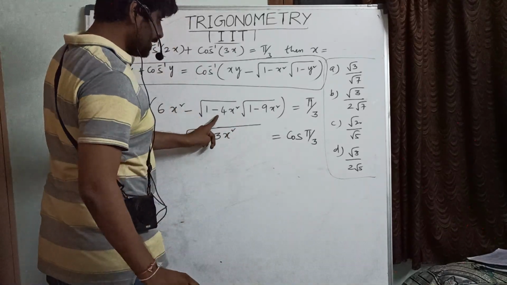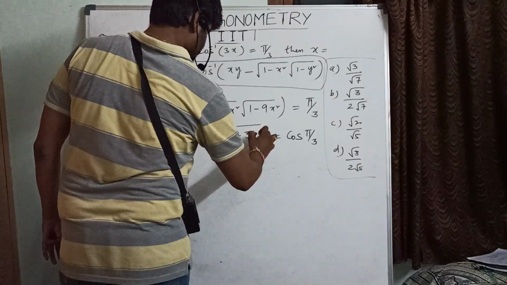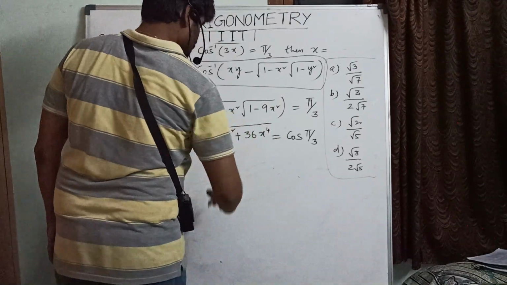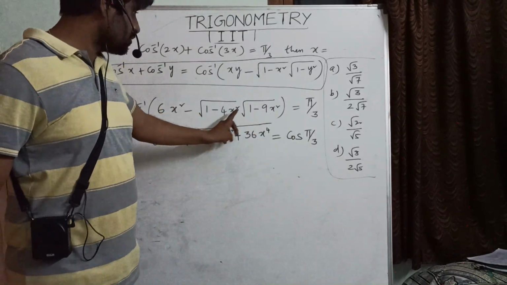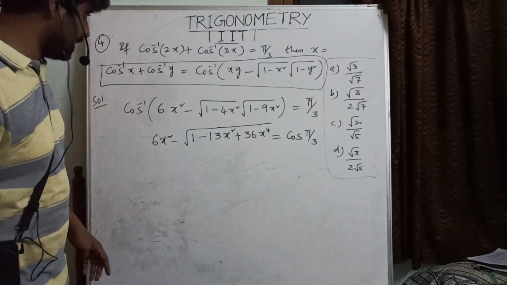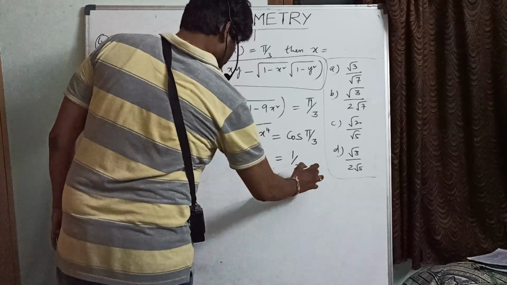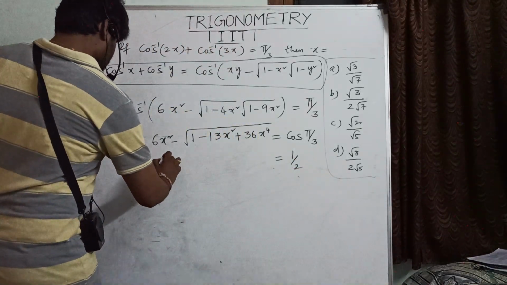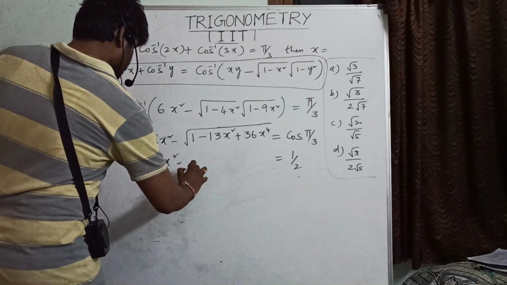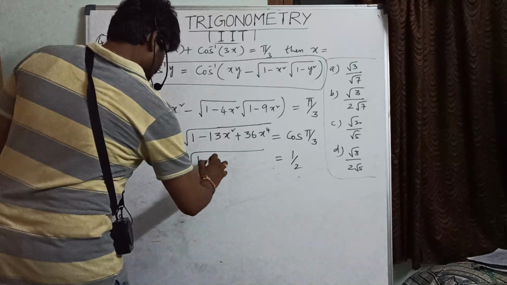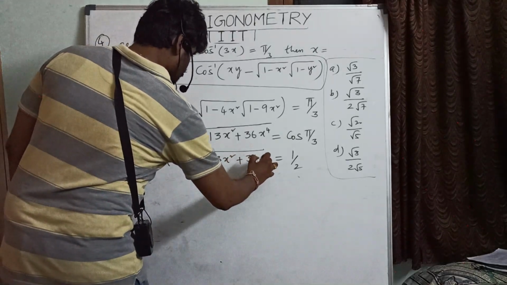Now here minus 4 into minus 9 plus 36 x power 4. Hope you understand. x square into x square, x power 4. Minus 4x square, minus 9x square, minus 13x square. I wrote directly. So now, what is cos pi by 3 there? Cos 60, 1 by 2. Here, 6x square. So root of 1 minus 13x square plus 36x power 4.